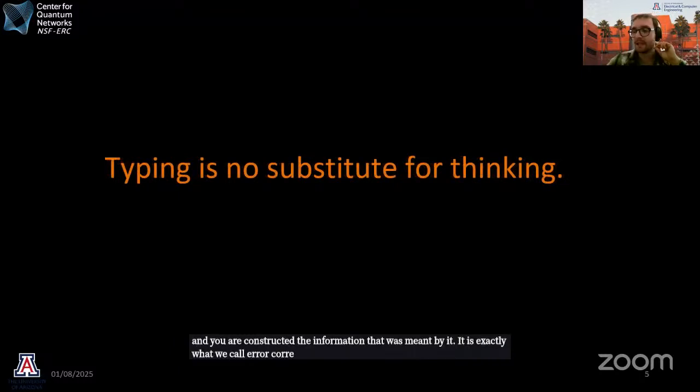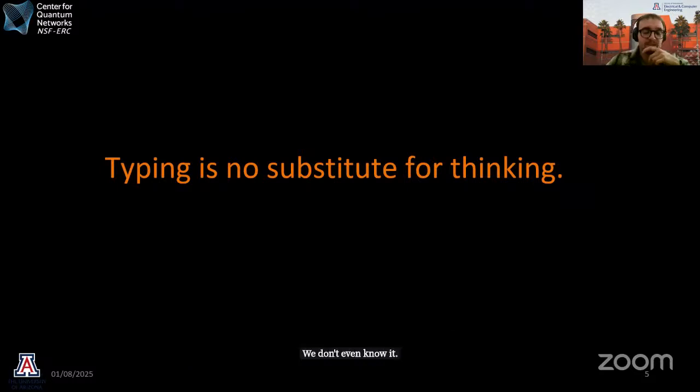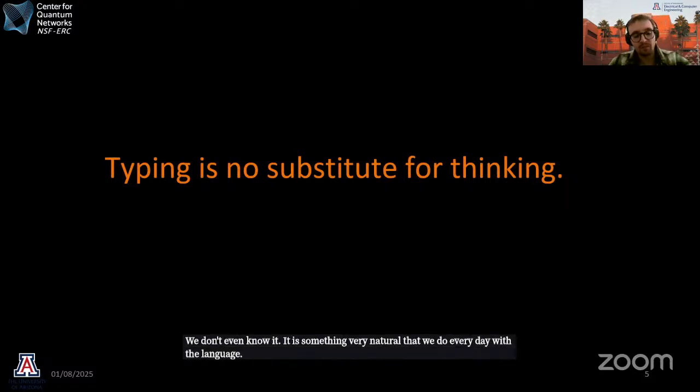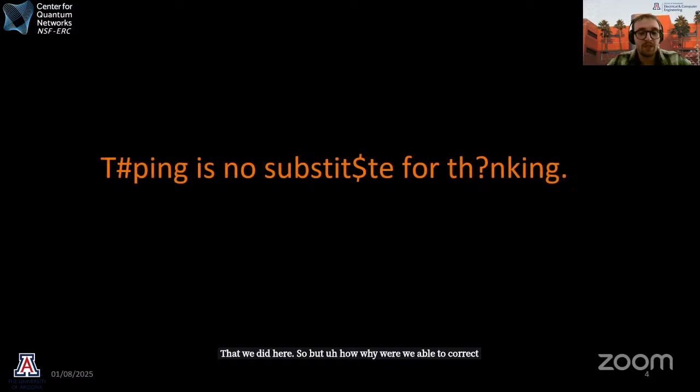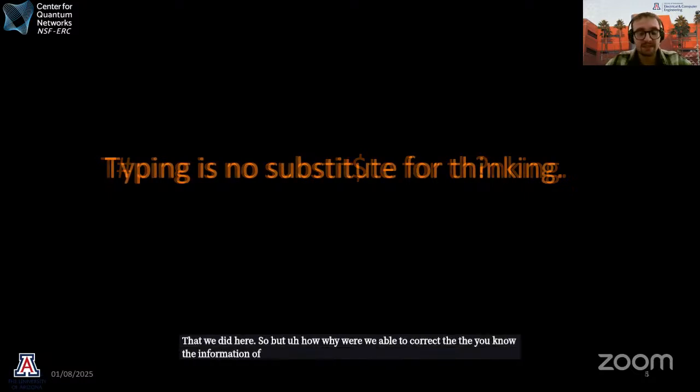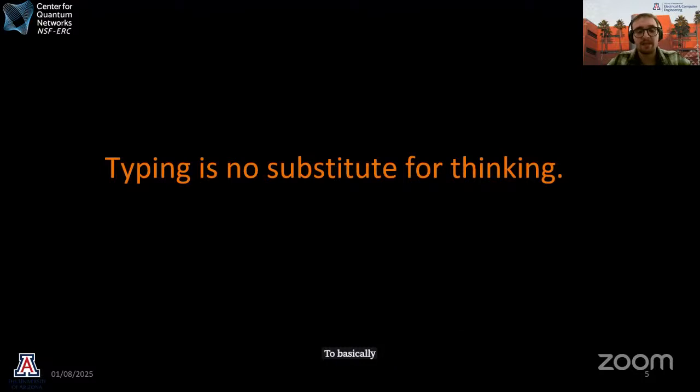In fact, it happens on a daily basis in our brain, and we don't even know it. It is something very natural that we do every day with language, and that we also apply to machines, to computers. And as you will see, computers will do exactly the same thing that we did here. But why were we able to correct the information of this sentence, to basically recollect it back?